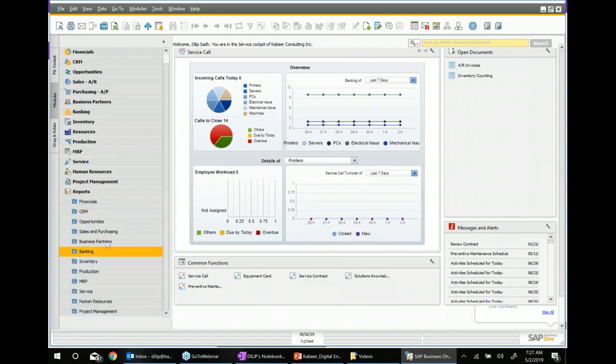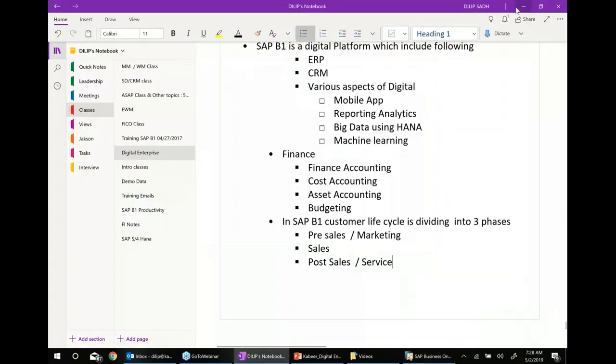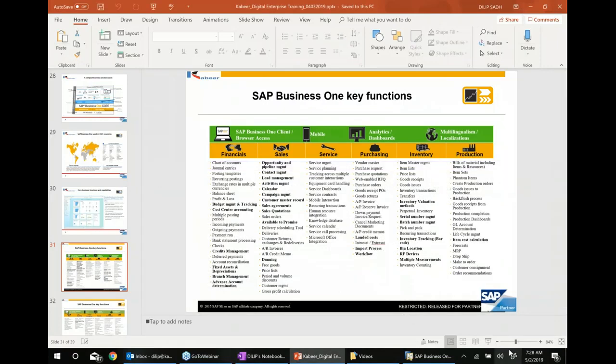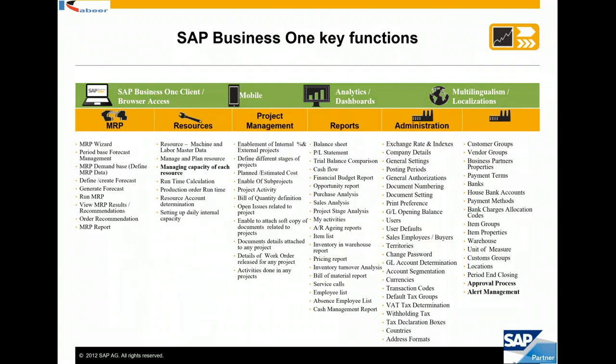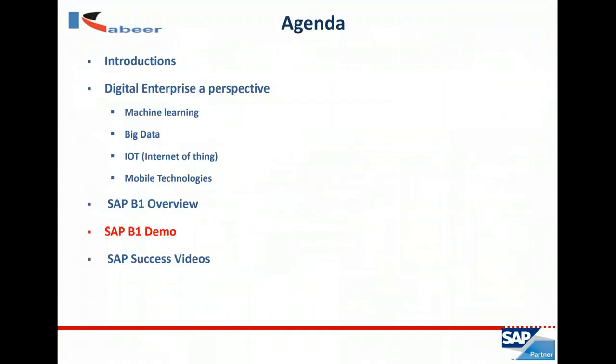Then you have various kinds of reports. If you see here, there is a report for finance and CRM, sales and purchase, business partner, banking, inventory, production, MRP, sales, service, production. So these are inbuilt reports which are there in SAP by default. This was just a quick overview of SAP Business One. I'm assuming you would like to see it in more detail, so we can arrange a specific demo, so we can see the functions in more detail for your business enterprise.